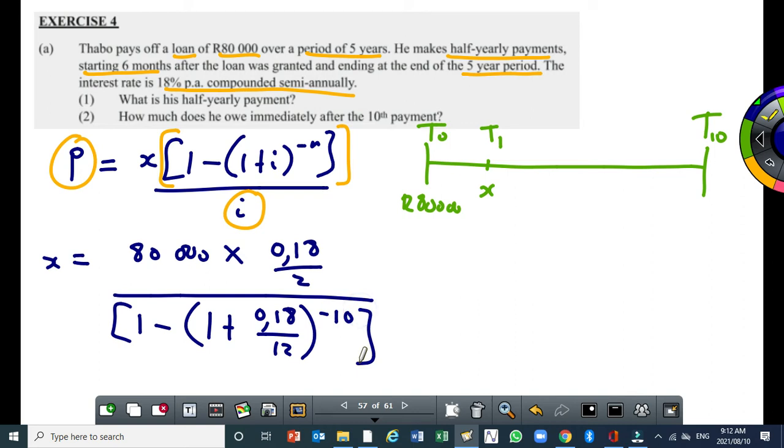Sir, can you please slow down? I'm moving too fast. Right? Can you explain it again? Yes, moving too fast. Okay.